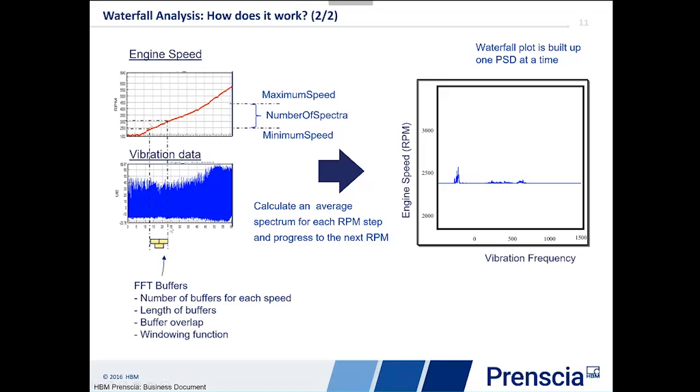So this is the signal that I want to extract. I cover it with buffers, each having a length, a given window, overlap, etc. And this enables me to eventually get this spectrum, which I'll represent next to the corresponding RPM value.